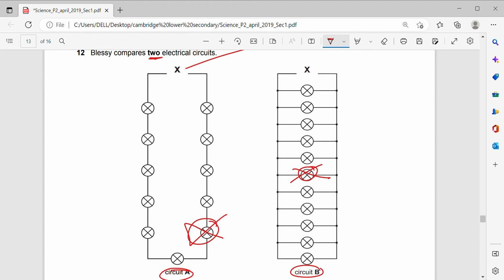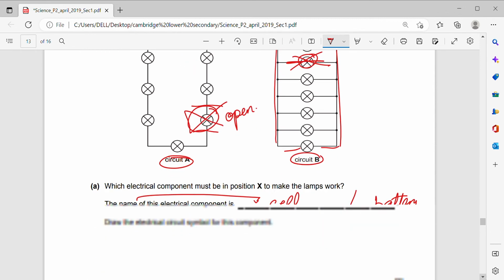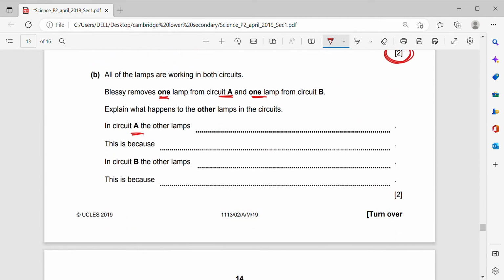هيحصل ايه؟ لو شلنا من circuit A هيحصل ايه؟ The circuit will not work. Why? هنا خلاص السيركت بقت open. طيب لو شلنا من B هنا هل هيحصل حاجة؟ لا مش هيحصل حاجة. It will still work. ليه؟ علشان دي عندي parallel circuit. لو شلت واحدة من هنا, still the circuit is closed. ما أثرتش على حاجة في السيركت بتاعتي. يبقى the answer should be in A it will not work.